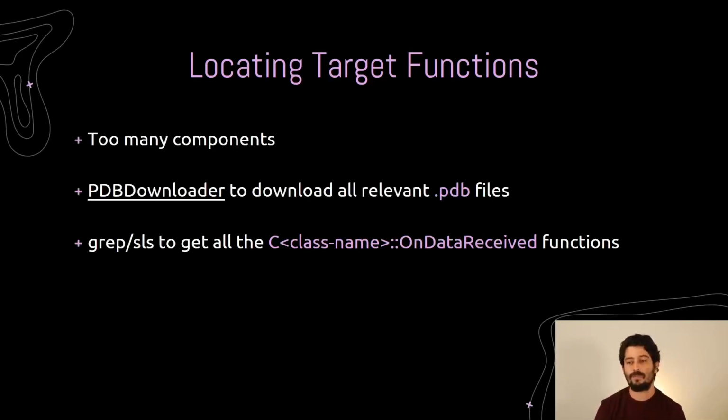And what we found that really helped us speed things up is that typically the target function had the pattern C class name, so say, I don't know, graphics client channel, on data received. So what we did is we grabbed all of those, and that gave us a list of candidate target functions that we can scan through and see if any of them are relevant to the messages that we're sending on a given channel.